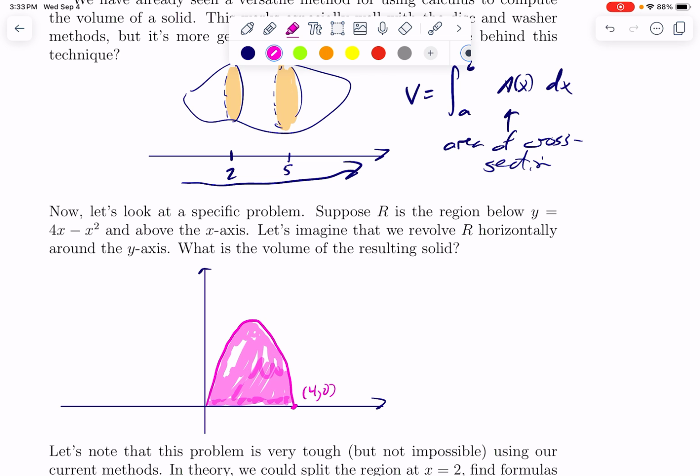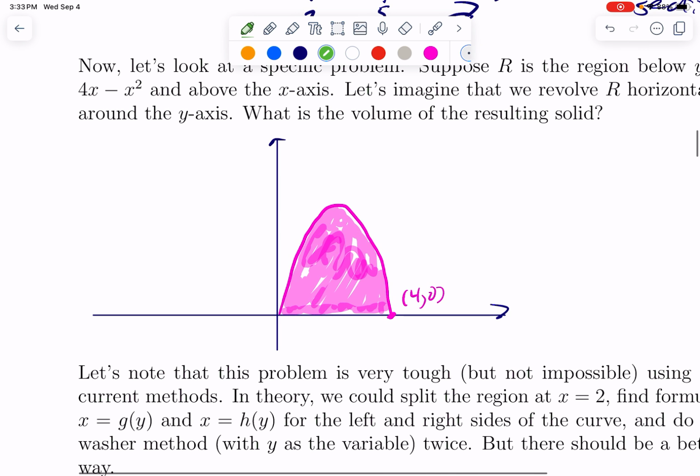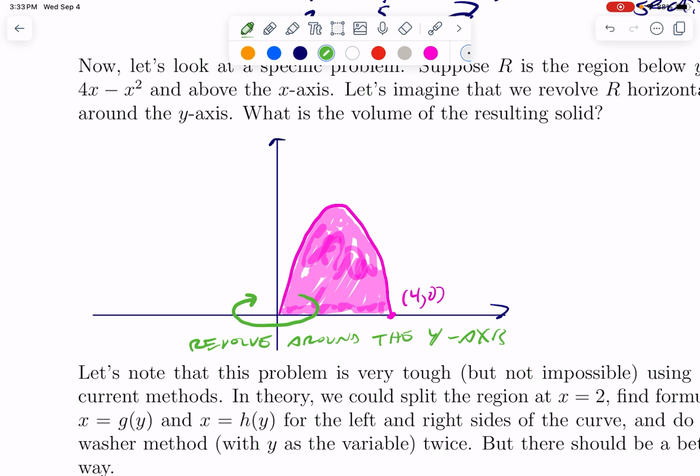And let's imagine that we're going to revolve R in a horizontal fashion so that we're actually spinning it around the y-axis. So obviously I'm drawing in 2 dimensions, but imagine that we are spinning this, revolving this around the y-axis. If you know what a bundt cake looks like, that's a little bit like the shape we would have.